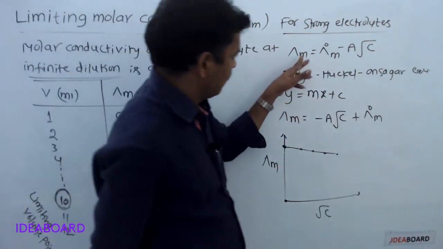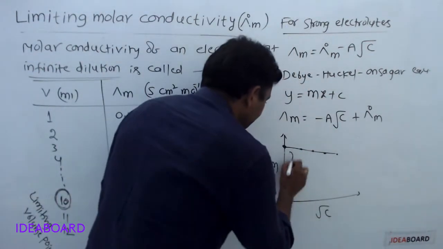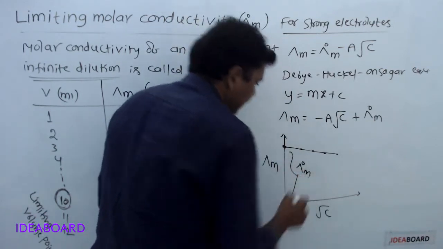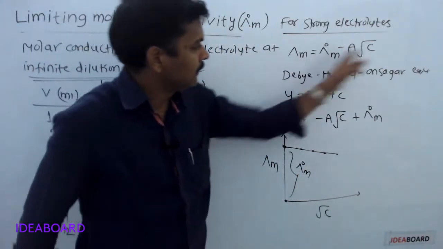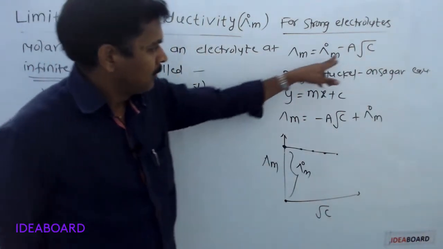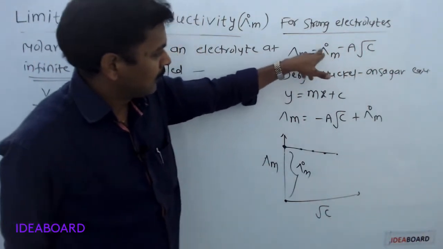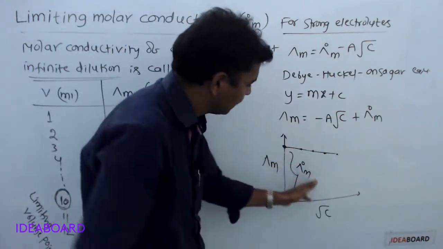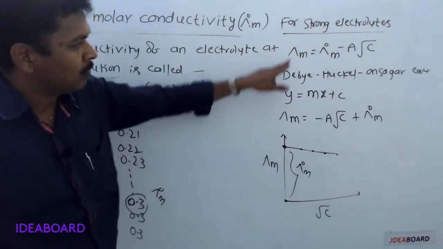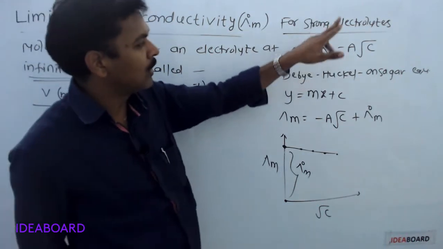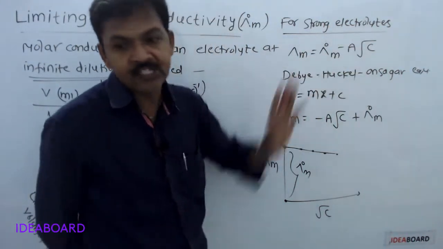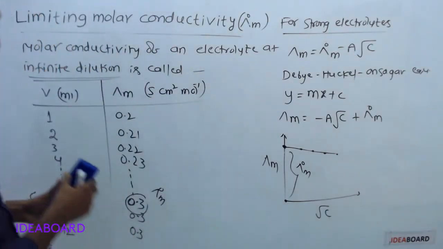So here, the y-intercept gives limiting molar conductivity. In this equation, this lambda naught m is limiting molar conductivity. So that is the y-intercept. Molar conductivity is equal to limiting molar conductivity minus A into root of c. This A is constant.